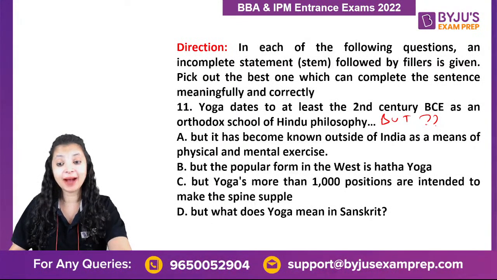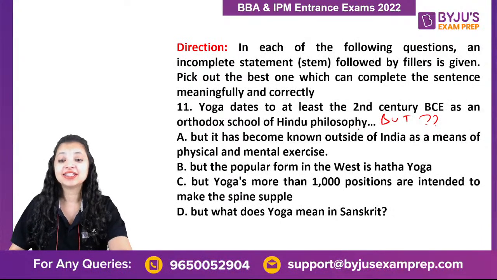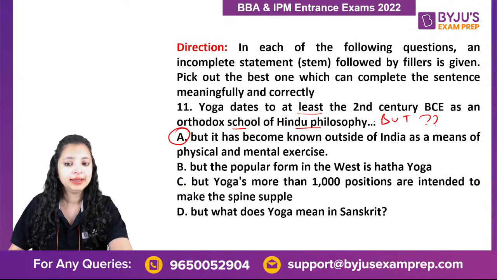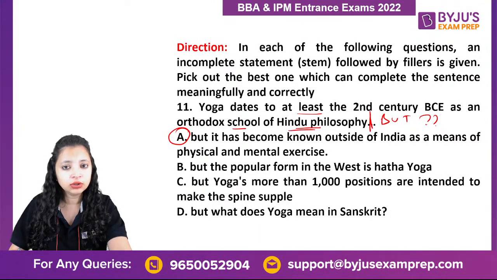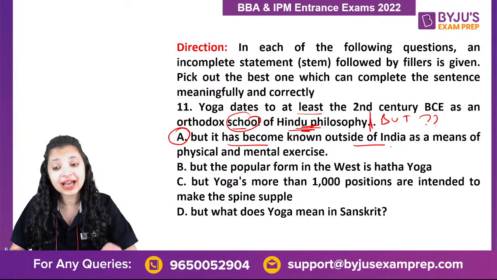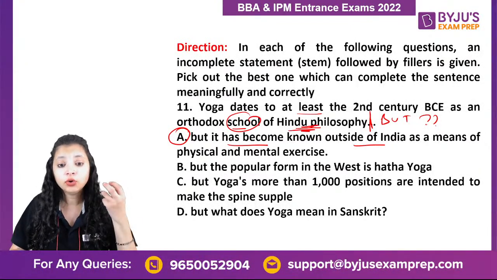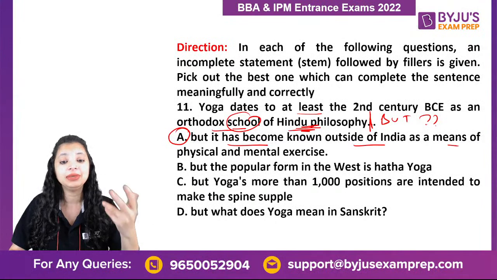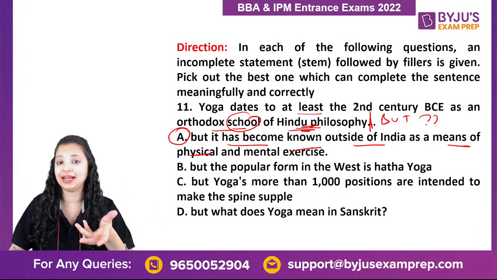Yes, you're absolutely right. It has to be an absolute A. देखो कैसे आंसर निकालते हैं इधर. Understand this, everyone. Yoga dates to at least the 2nd century BCE as an orthodox school of Hindu philosophy. That means it was only confined to Hindu philosophy. But later on, it became known outside India as well, not only as an orthodox school, but as a means of physical and mental exercise.